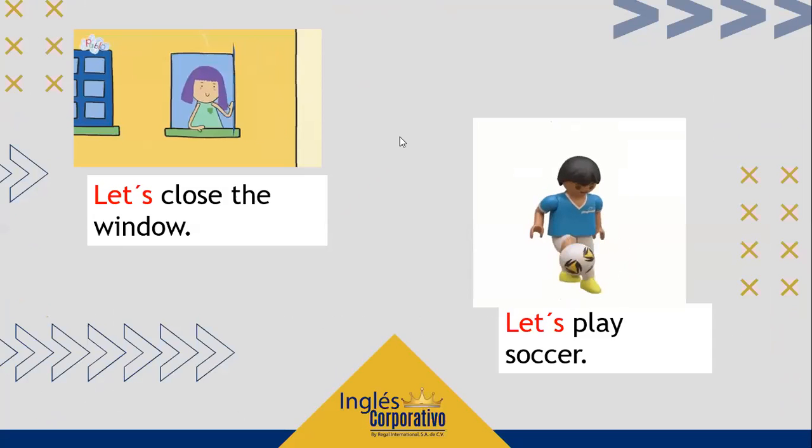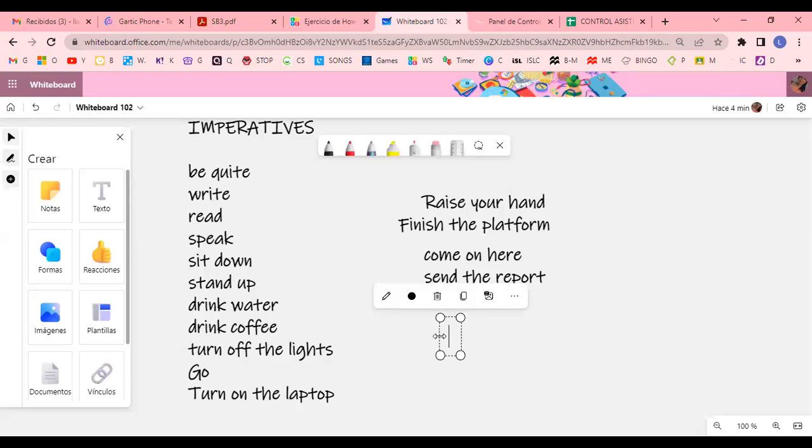For the negatives. No me di cuenta que no tiene negatives. Okay. For the negatives, what happens? What we do is that we use don't. Lo que sucede para las negativas es que utilizamos el don't. No importa, no se ocupa sujeto, no se ocupa nada. En estos imperativos no utilizamos nada de eso. Okay. Solo el don't.